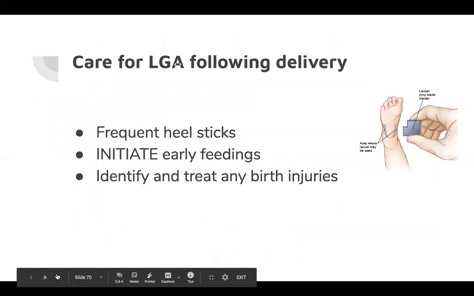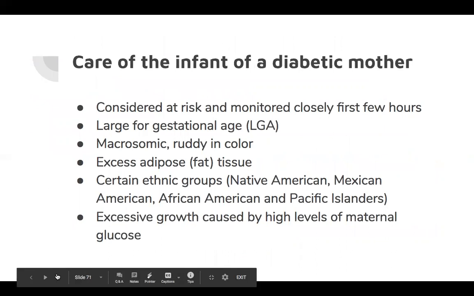So care of the LGA, or the large for gestational, is just monitoring, treating for the blood sugars, airway, and any birth injuries. Care of the infant of the diabetic mom. Again, the biggest risk is low blood sugar. Also, large for gestational age.